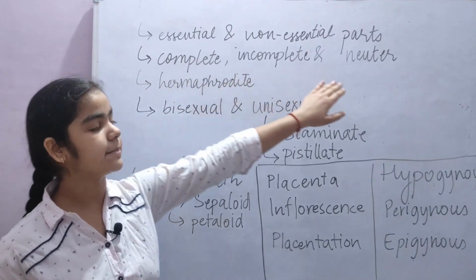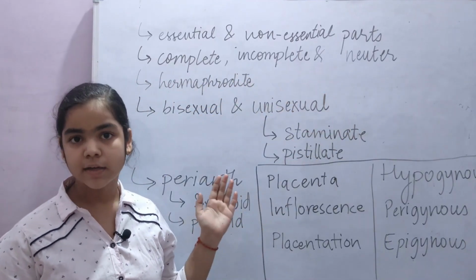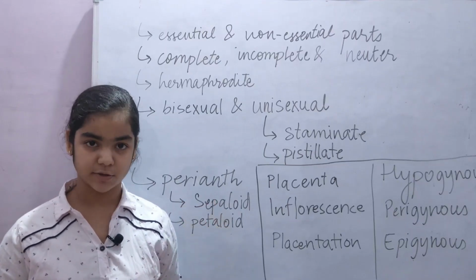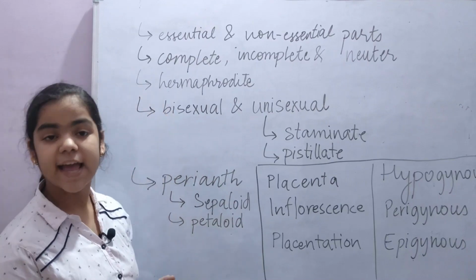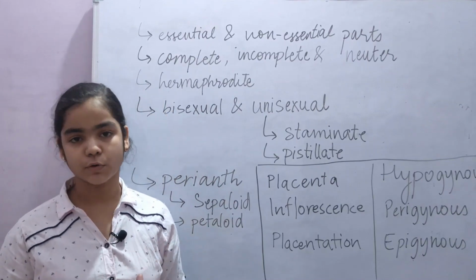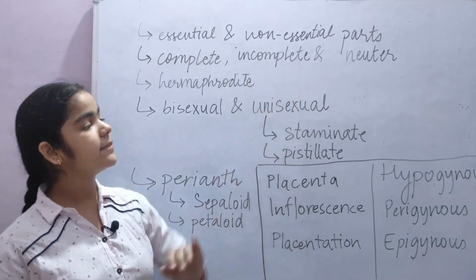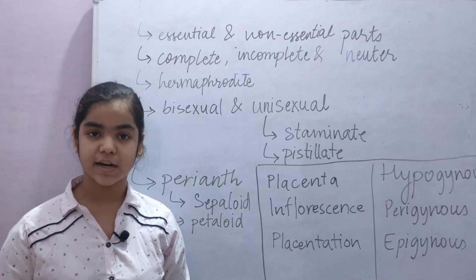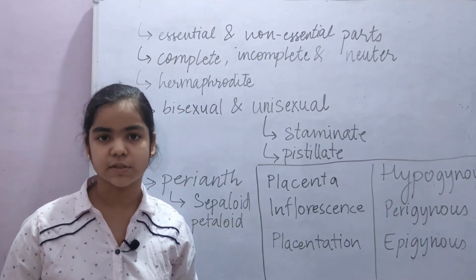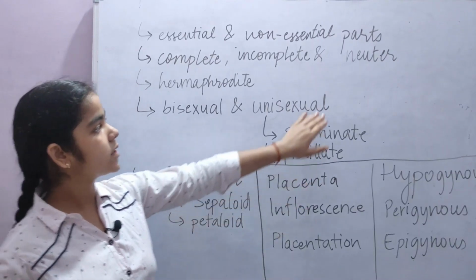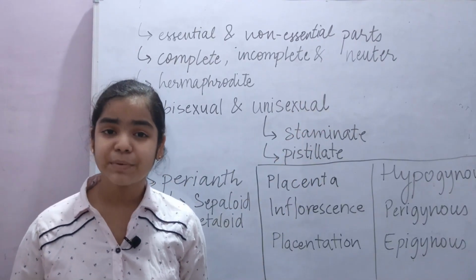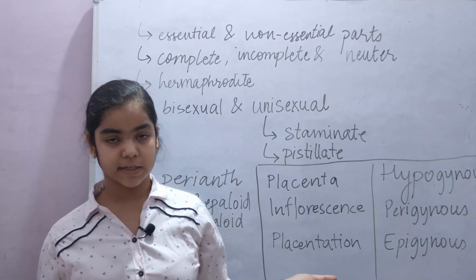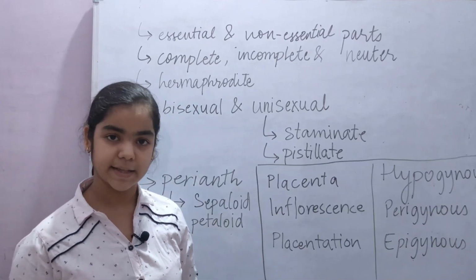Next one is complete, incomplete and neuter. A complete flower contains all of the four whorls: the sepals, petals, androecium and gynoecium. For example, rose. In the flower, you can see all four whorls are present. An example of an incomplete flower may be grass. Any flower where the parts are incomplete, that means there are not four whorls, any of them is missing. Now what does it mean by neuter flower? A neuter flower simply means any flower which is missing its essential parts. Neither the male nor the female reproductive part is present on these plants.